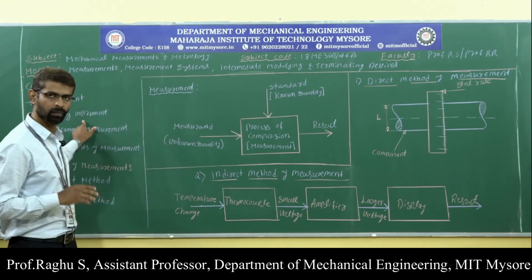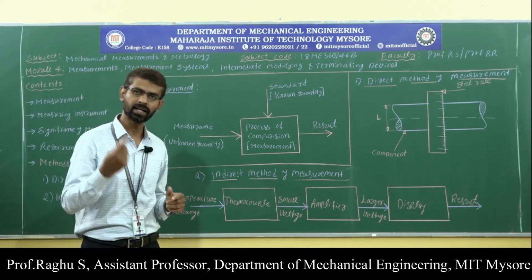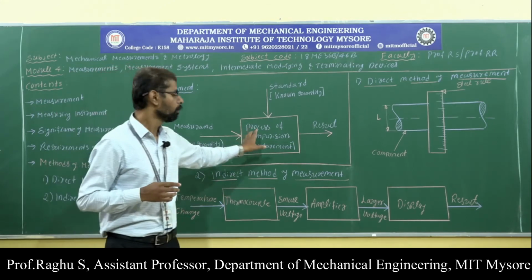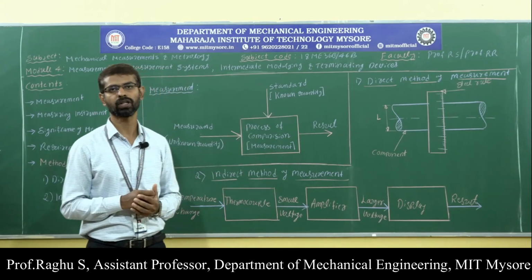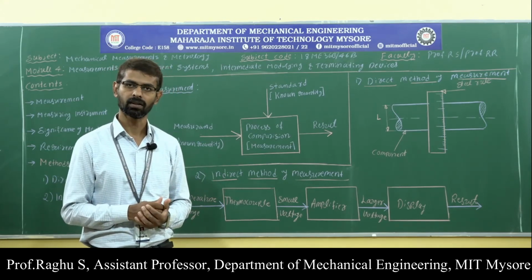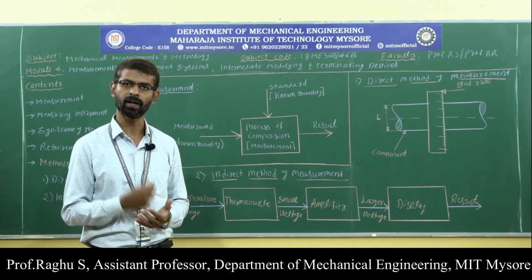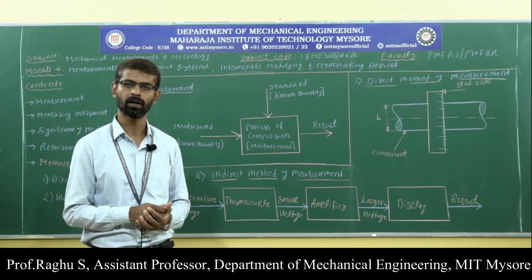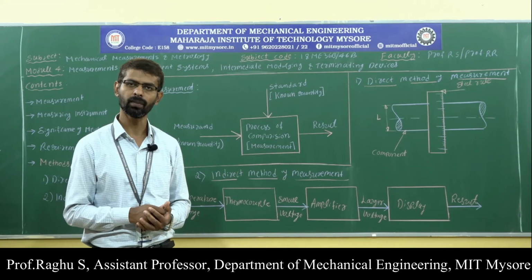Measuring instrument means a device or instrument used for the measurement process. For example, dial indicator is a measuring instrument. Vernier caliper is a measuring instrument. Micrometer is a measuring instrument. Autocollimator is a measuring instrument.